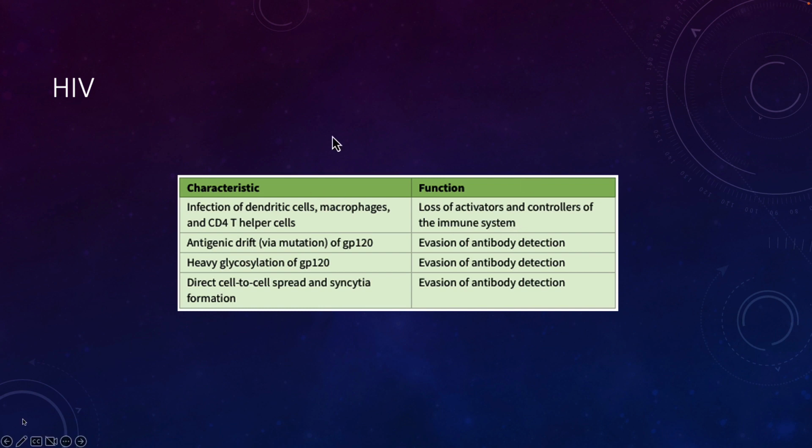So these are some of the things that can happen to help HIV evade the immune system. They infect immune cells. They have mutations of their proteins that allow them to evade antibody detection. They can modify their proteins to evade antibody detection, and they can spread from cell to cell directly, which can also allow evasion of antibody detection. Those of you who know Dr. Gousset, she studies these really cool structures called tunneling nanotubes that connect eukaryotic cells, like our cells, to one another. And HIV can use those to go from cell to cell without being exposed to the immune system.